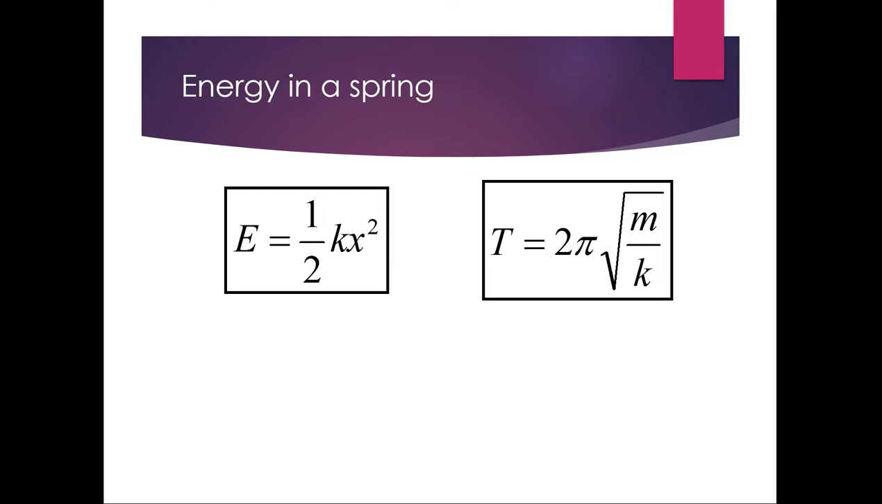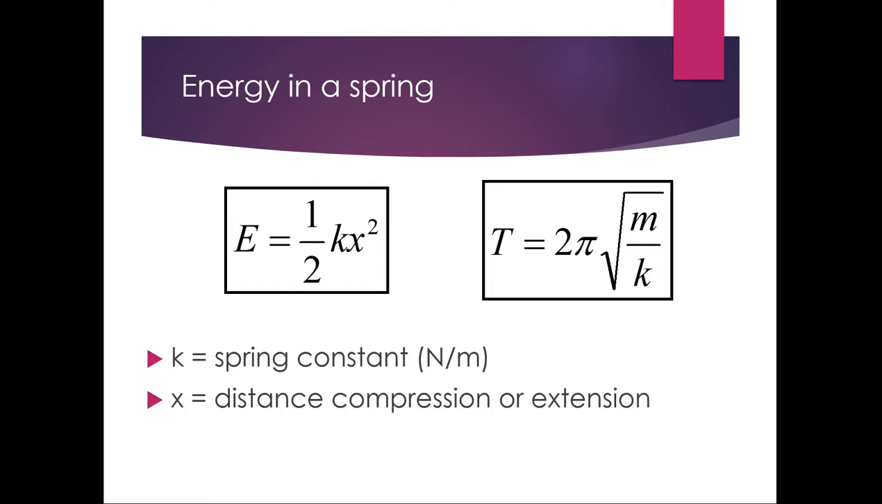Energy in a spring can be defined by the equation E equals 1/2 kx squared. You'll notice this energy in a spring equation looks very similar to the kinetic energy equation. We also have the equation T equals 2 pi times the square root of m over k. In both of these equations, k is the spring constant, again measured in newtons per meter. x is the distance that the spring is either compressed or extended, and T is the period measured in seconds.